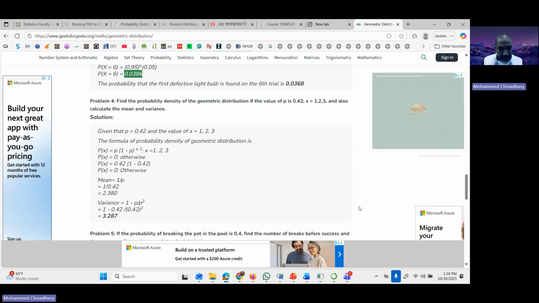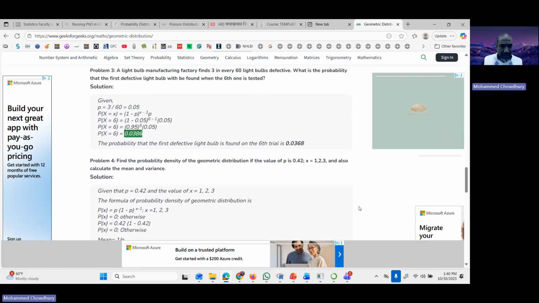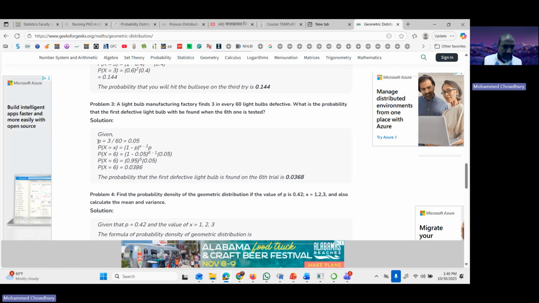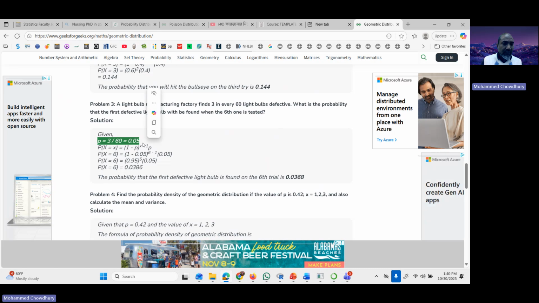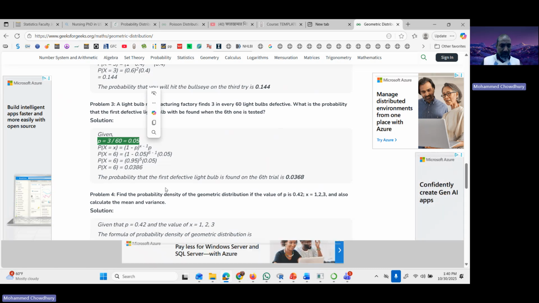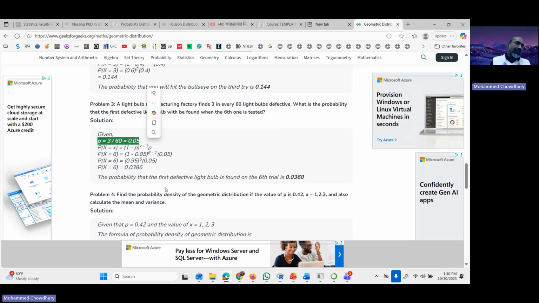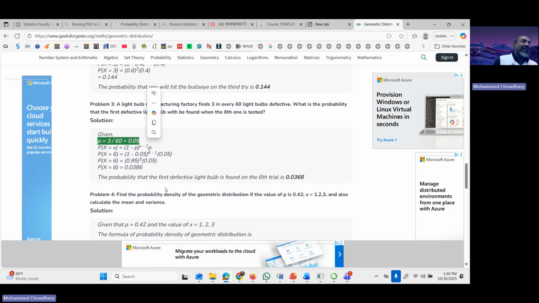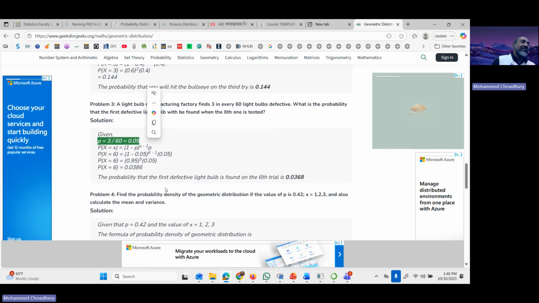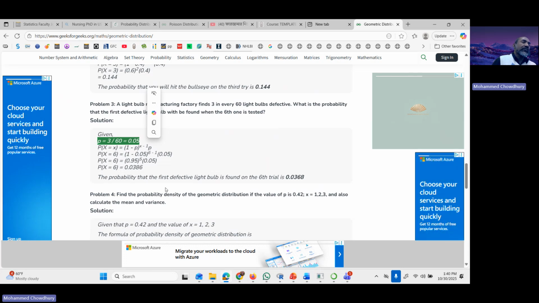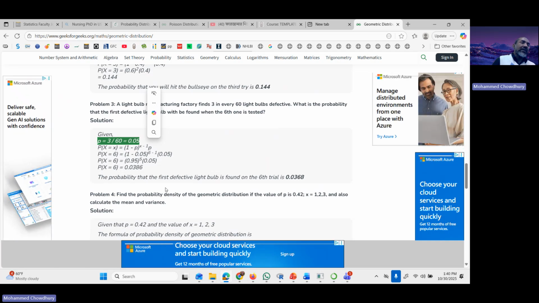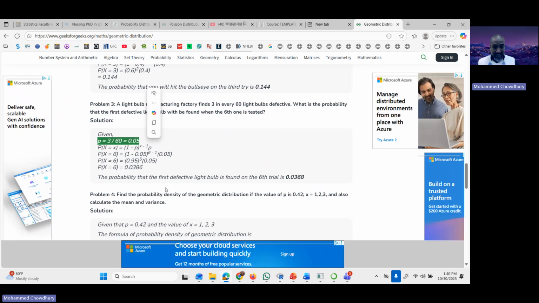Okay, so let me solve another one, and you understand why these things were derived, right? So this is the probability of finding a defective bulb. After finding the defective bulb, you are finding when the bulbs were tested, a defective bulb was found at the sixth try. Sixth try means the first 5 are failures. The first 5 bulbs were found to be good bulbs. Then the sixth one was found to have a defect.